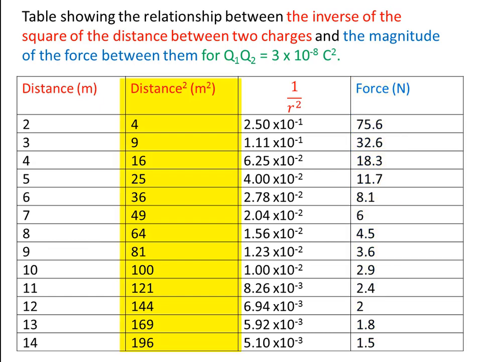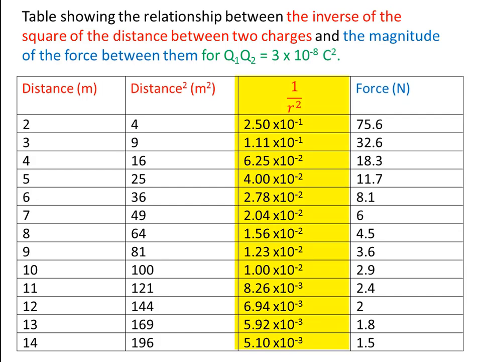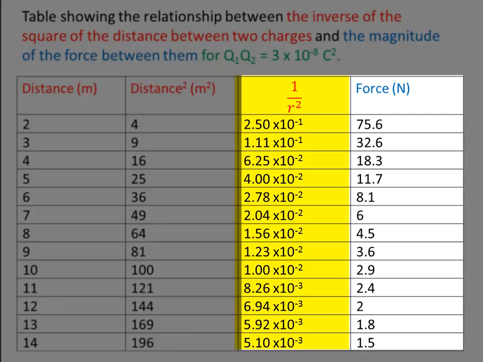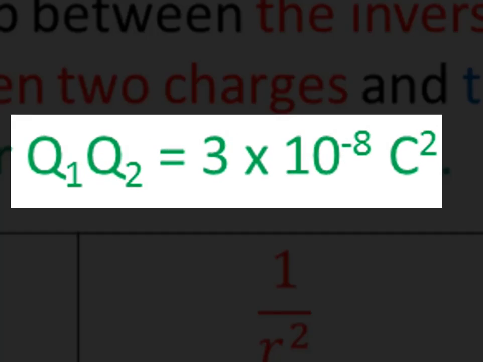So we squared each of the distances, and that's how we got that data in that column. And then what we did was we got the inverse of the square: 1 divided by 4, 1 divided by 9, and so on. And that's what we got in this column here. And we found that this column's data was directly proportional to the force data. In other words, 1 over r squared and force are directly proportional to one another. So that's the data that we got when Q1 times Q2 was 3 times 10 to the power minus 8.